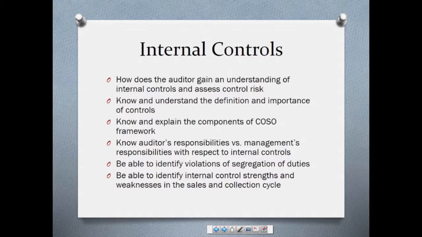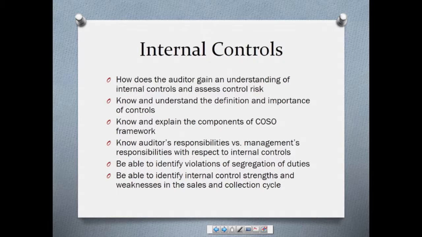So what you want to make sure you understand is how auditors go about, and that's a part of the risk assessment process, assessing control risk, and what they do to gain an understanding of internal controls. Understand why internal controls are important and how they impact the financial statements. Know what the COSO framework is, the five components. You don't have to know the principles, you just have to know the components and have an understanding of what each component is meant to capture.